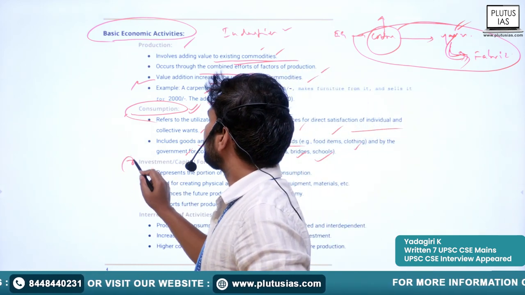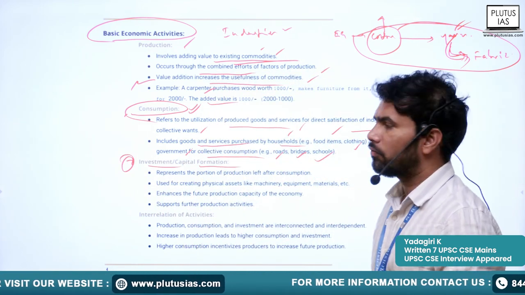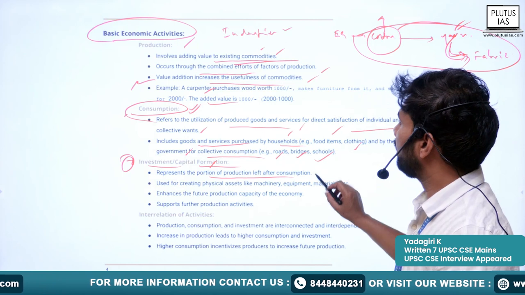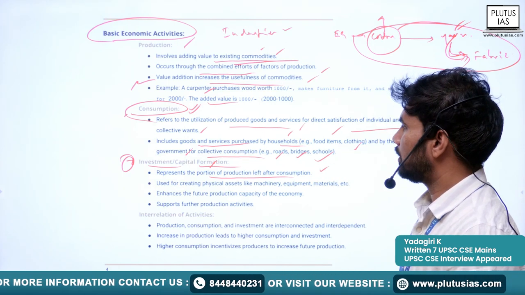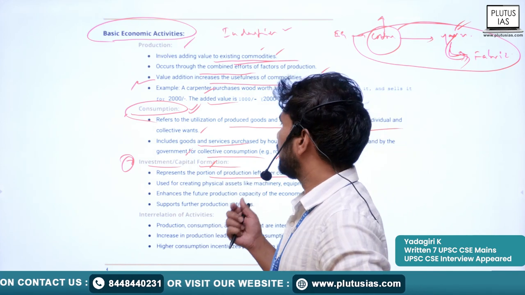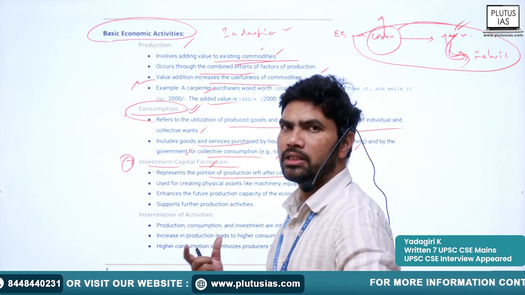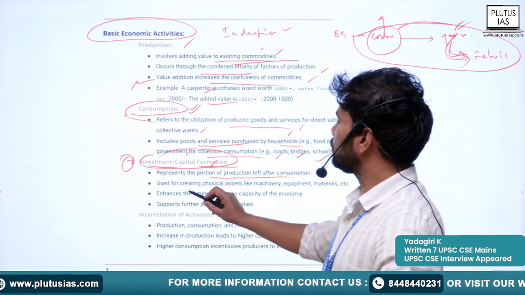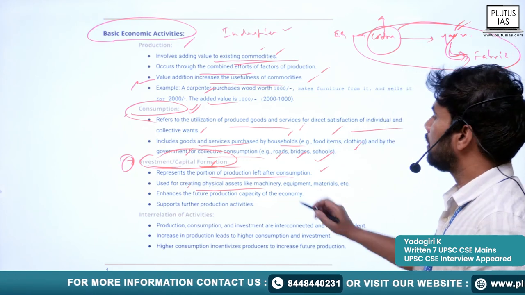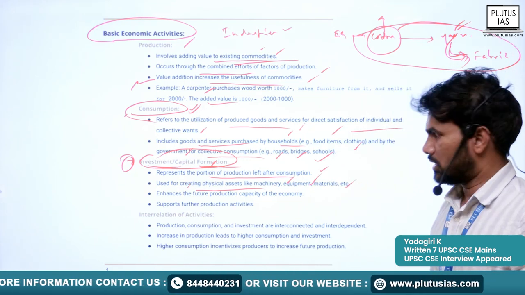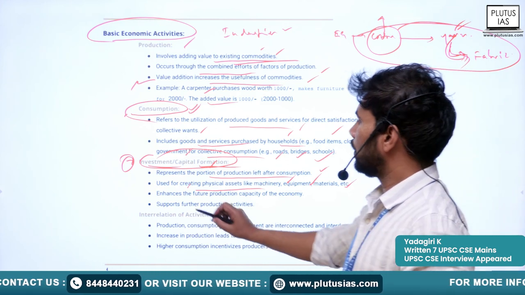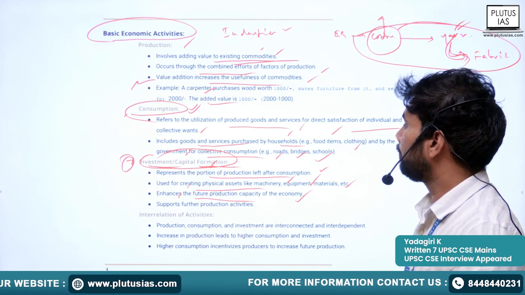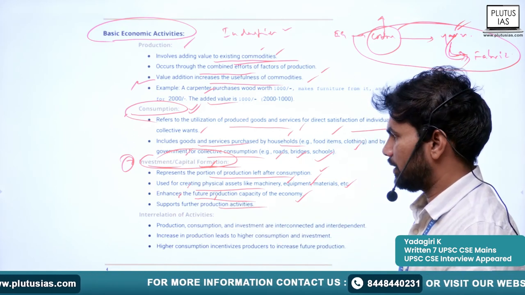Third one is investment or capital formation. Right. This represents the proportion of production left after consumption. So whatever production remains after the consumption, that is known as investment or capital formation. It is used for creating physical assets like machinery, equipment, materials, etc. So it enhances the future production capacity of the economy. Right. It supports further production activities.